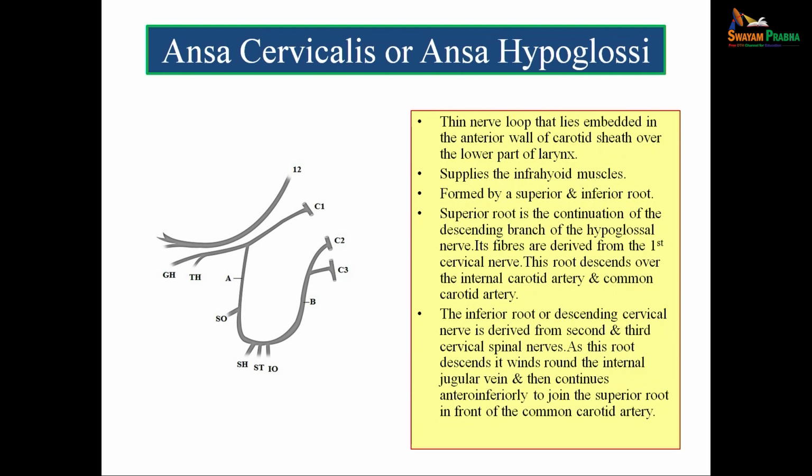Its fibers are derived from the second and third cervical nerves. As this root descends, it winds round the internal jugular vein and then continues anterior-inferiorly to join the superior root in front of the common carotid artery. So, this was about the inferior root.